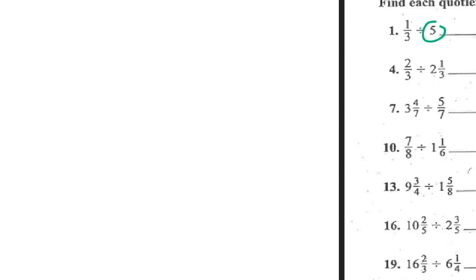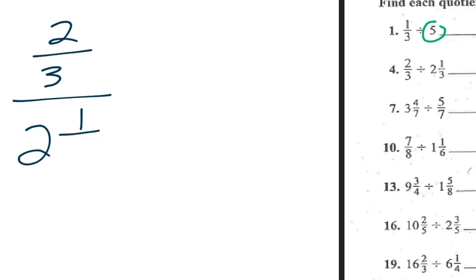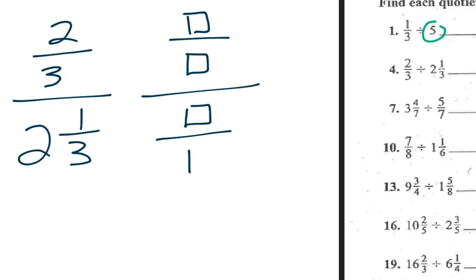Alright, to do the next one, we need to review something. Right now, as it reads, it says 2/3 divided by 2 and 1/3. Well, we can't leave it like that, because we need two fractions, not mixed numbers. We need to have a fraction on the top divided by a fraction on the bottom. It has to look like that every time, and the way this one is written, we can't have it. So if you forget how to change mixed numbers into improper fractions, and vice versa, let me show you.